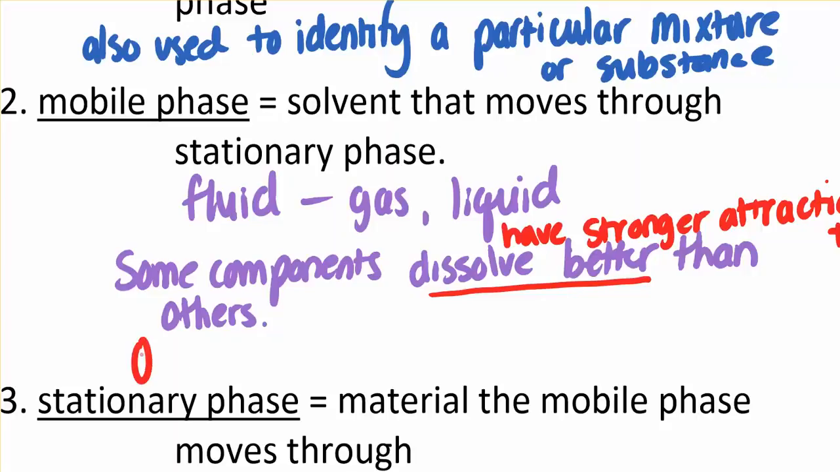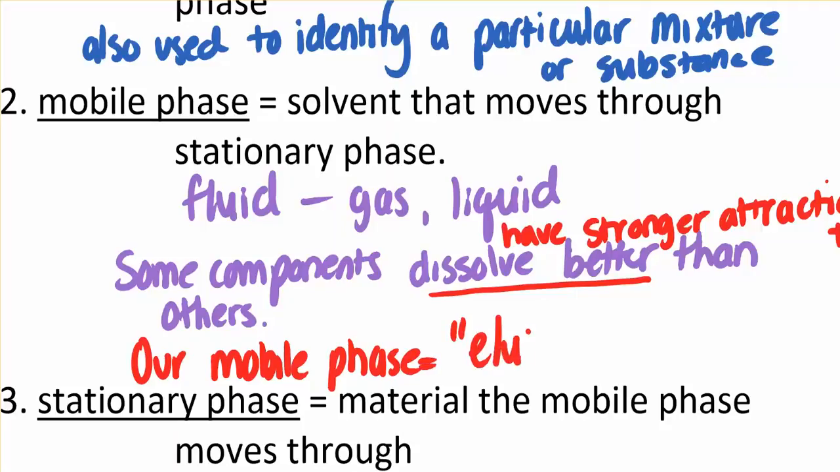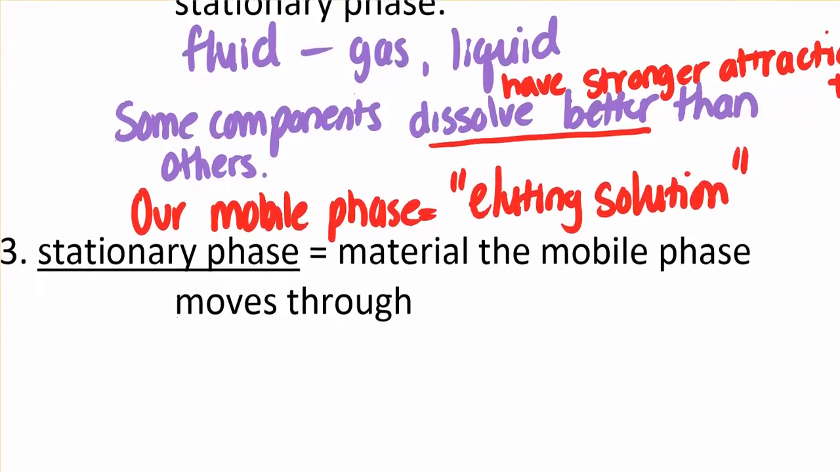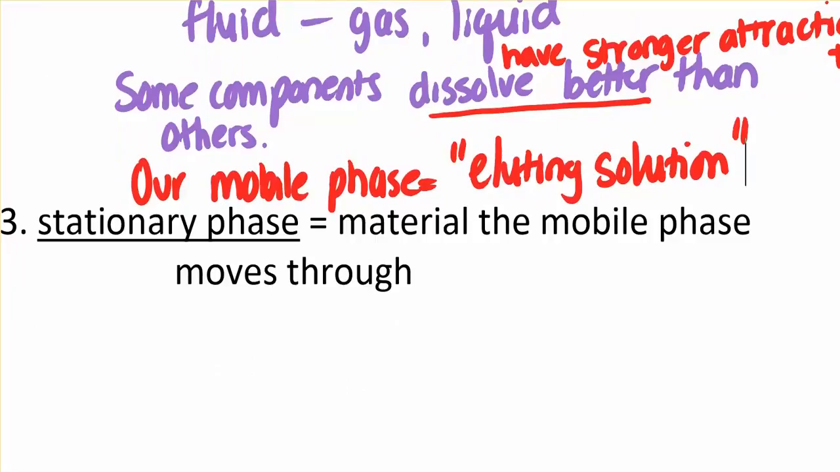Our mobile phase is called the eluting solution. The stationary phase is a solid. It's porous, and the mobile phase will move through it.